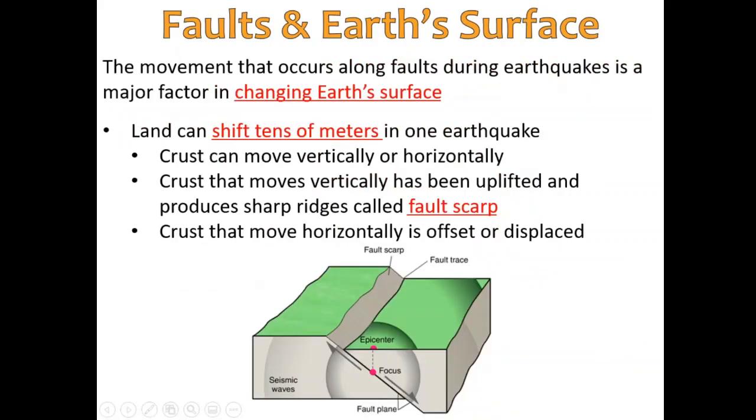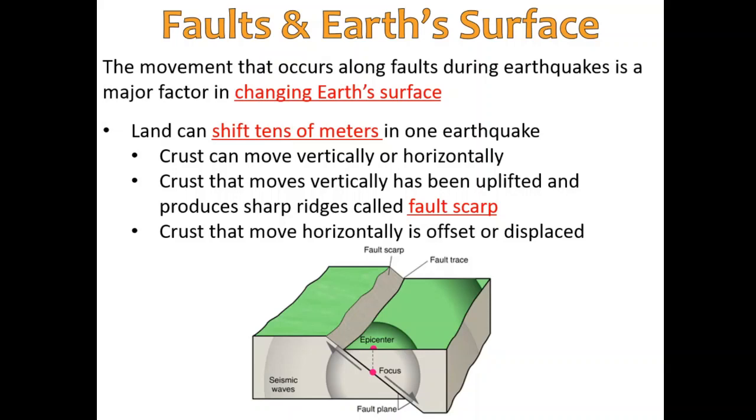So let's talk about faults and the Earth's surface. The movement that occurs along faults during earthquakes is a major factor in changing Earth's surface. So land can shift in tens of meters in one earthquake. Think about how much a meter is. A meter is about 3 feet if we're comparing it to your standard versus metric. And crust can move both up, down, vertically or horizontally. So up and down or left and right.